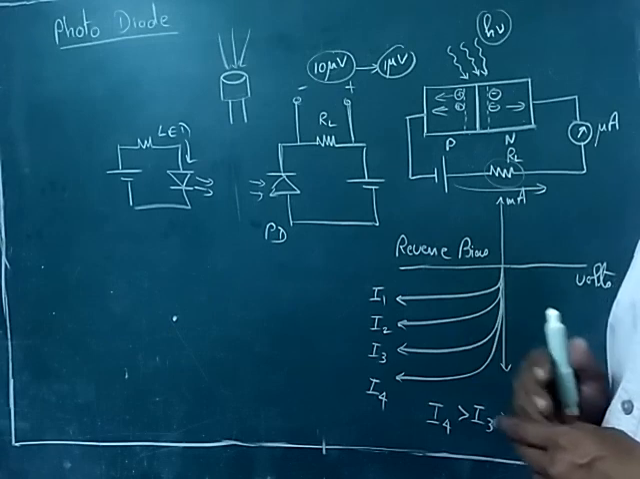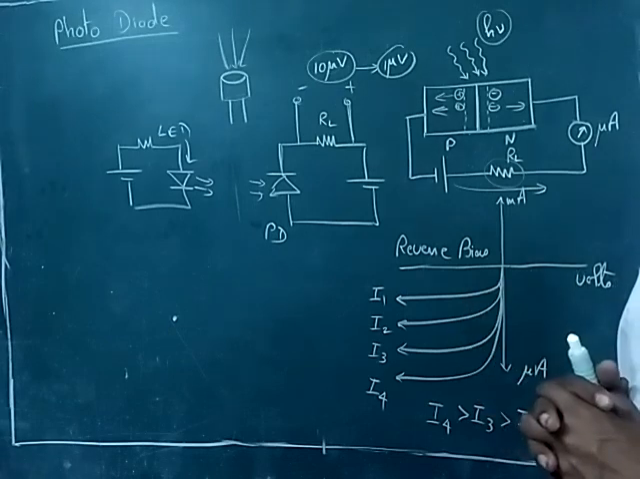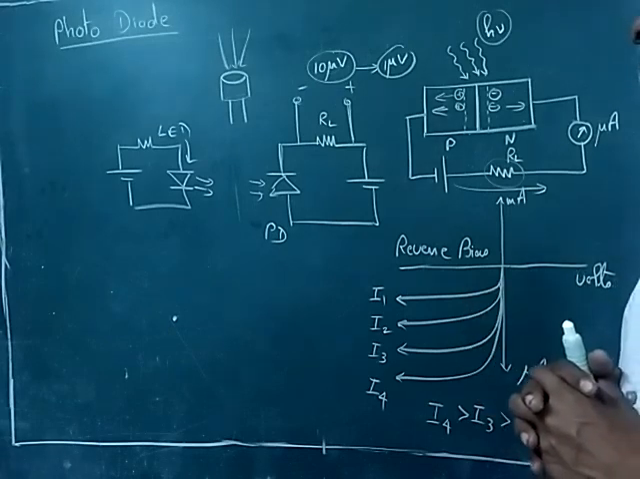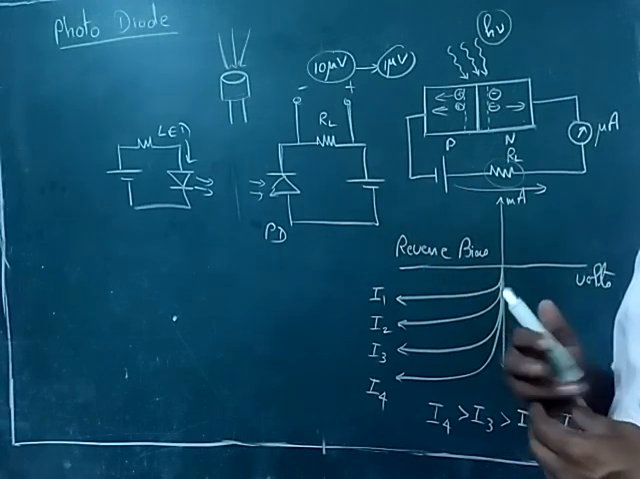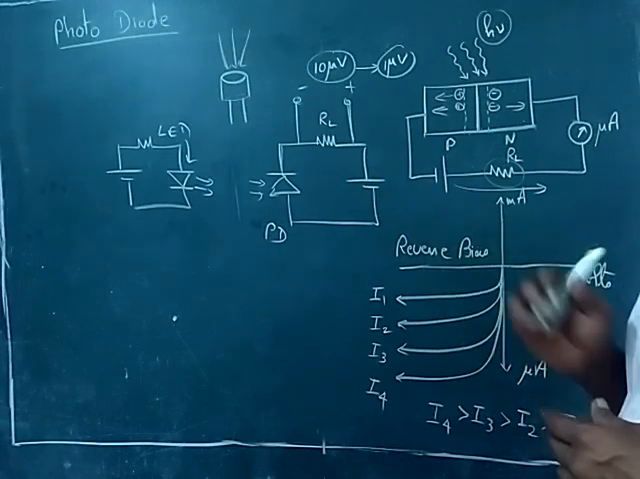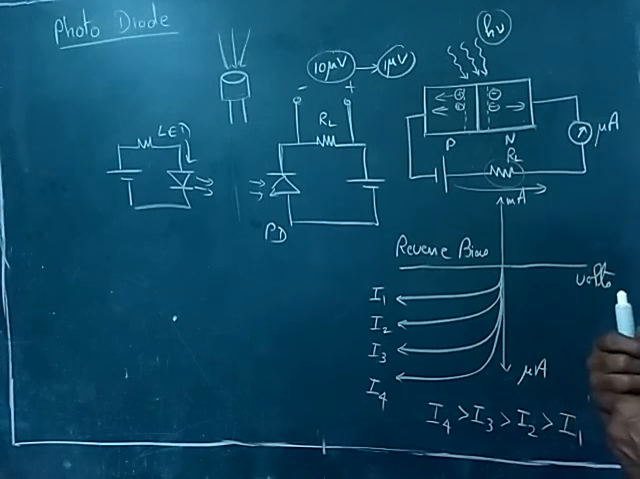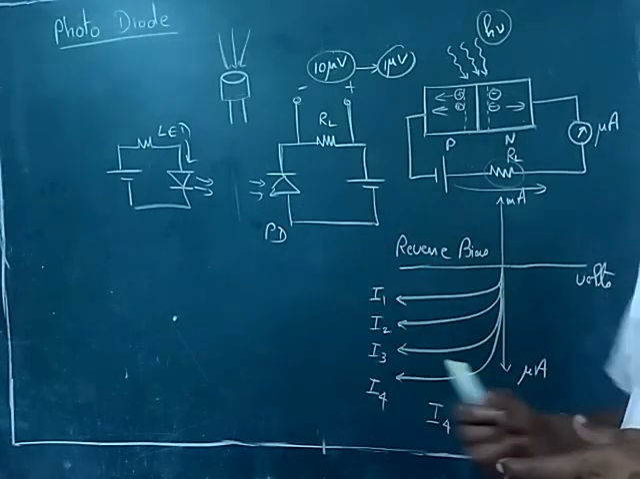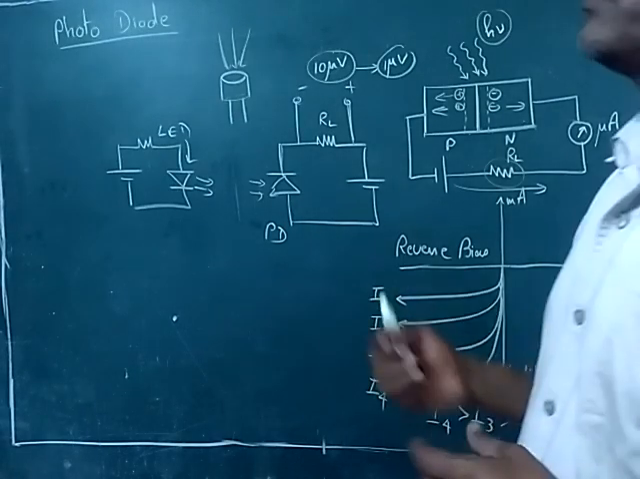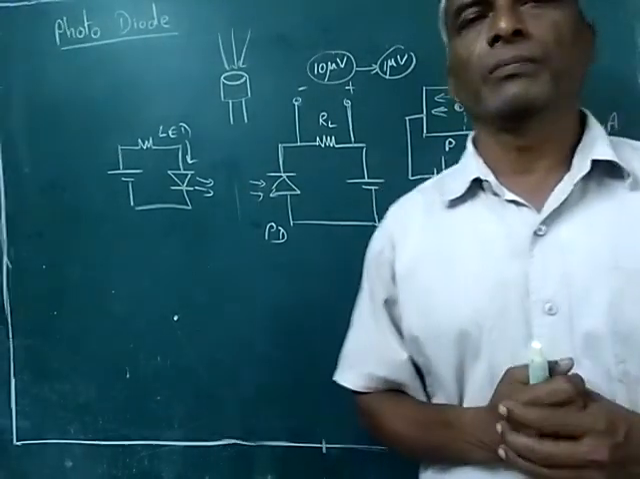So the photodiode operates only in the reverse bias region. Even though you can operate it in forward bias, it is meant to operate only in the reverse bias region. And this is one application I have told you. You can use a photodiode for many types of applications.